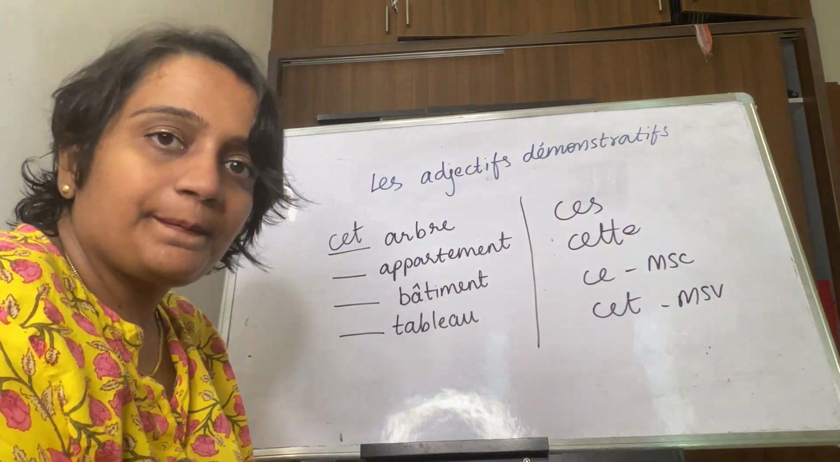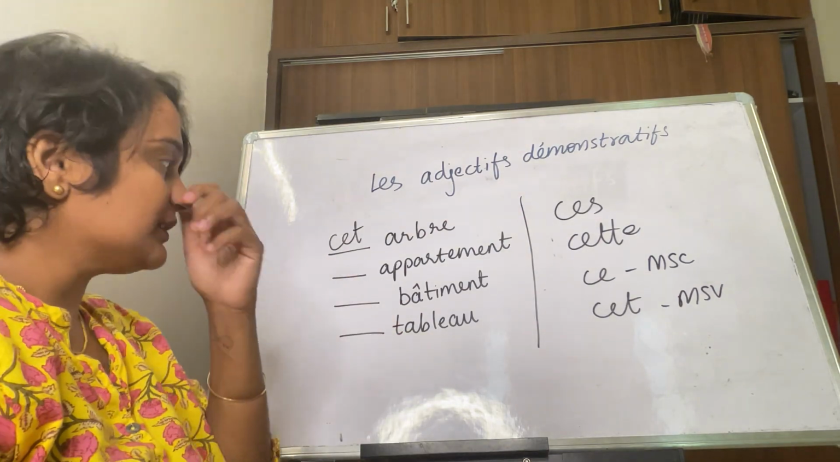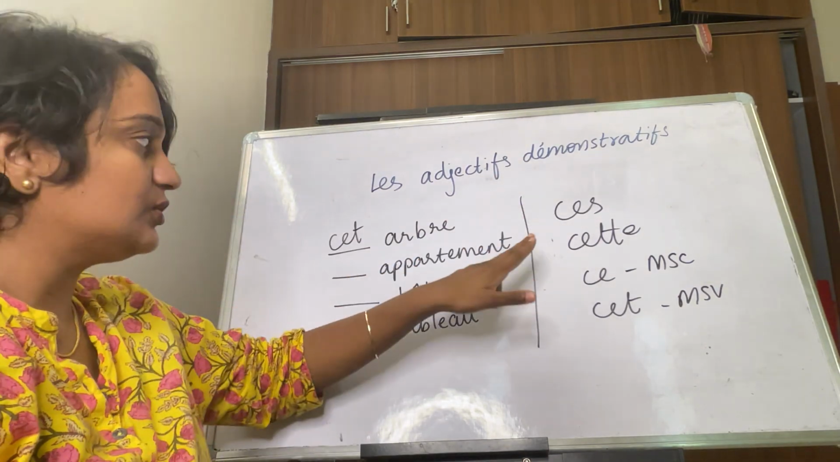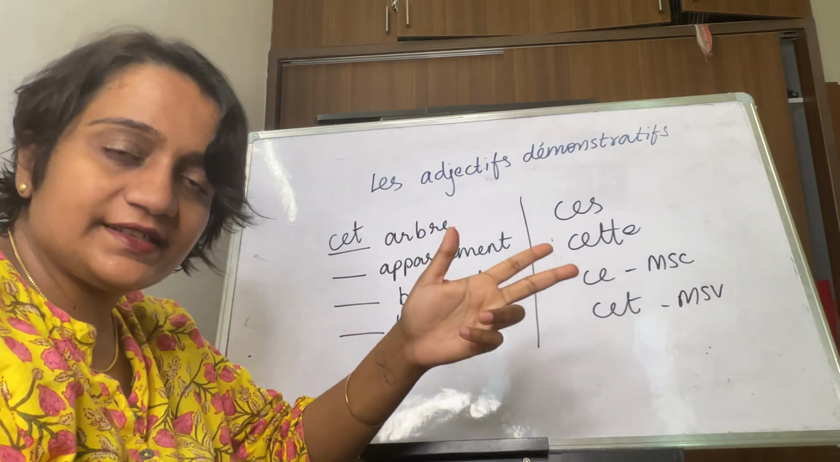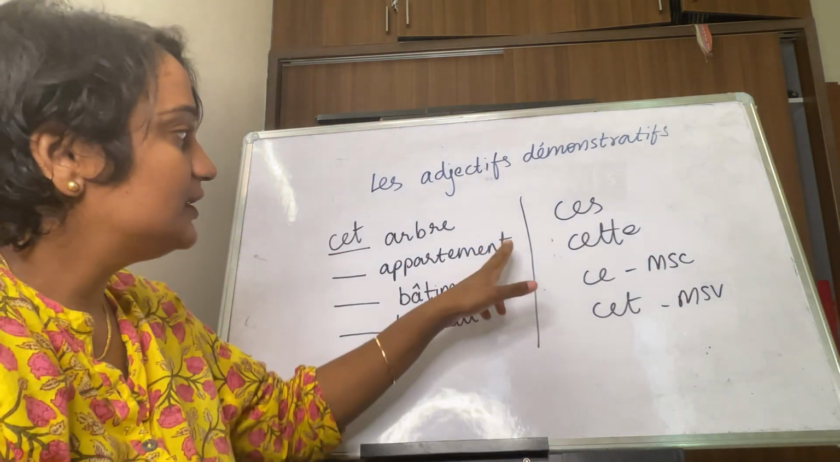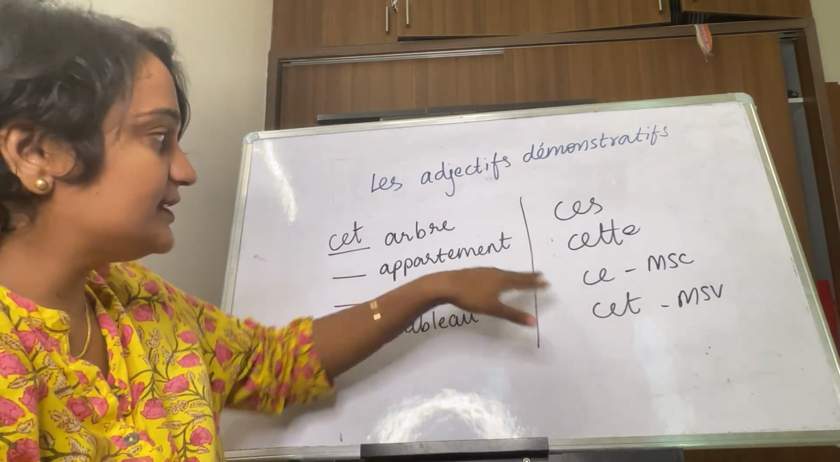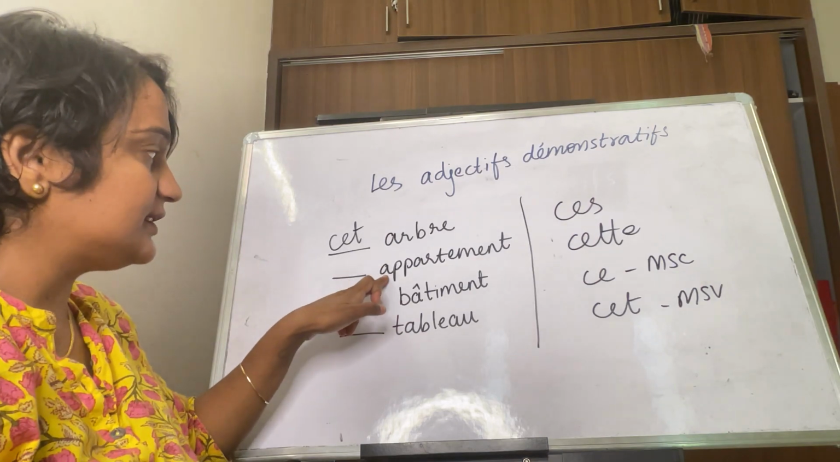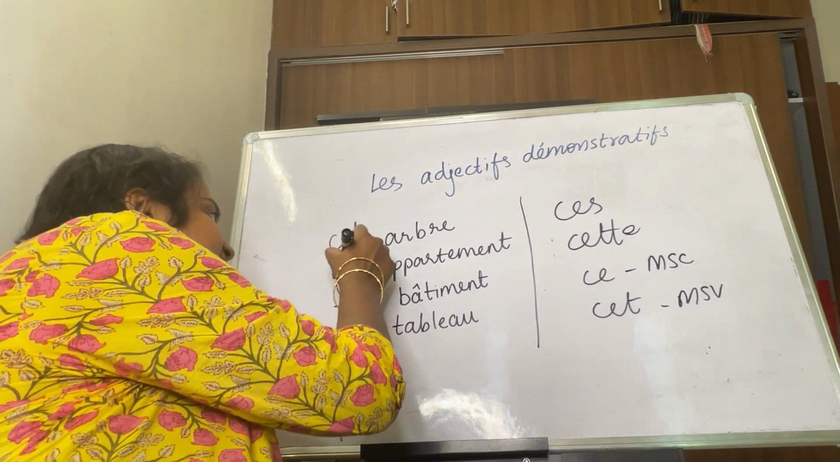Cet arbre. Okay. Next one, appartement. Does it end with S or X? No. Does it end with E, tion, aison? No. So brings me to this. Is it MSC or MSV? It is a V. So it is again cet appartement.